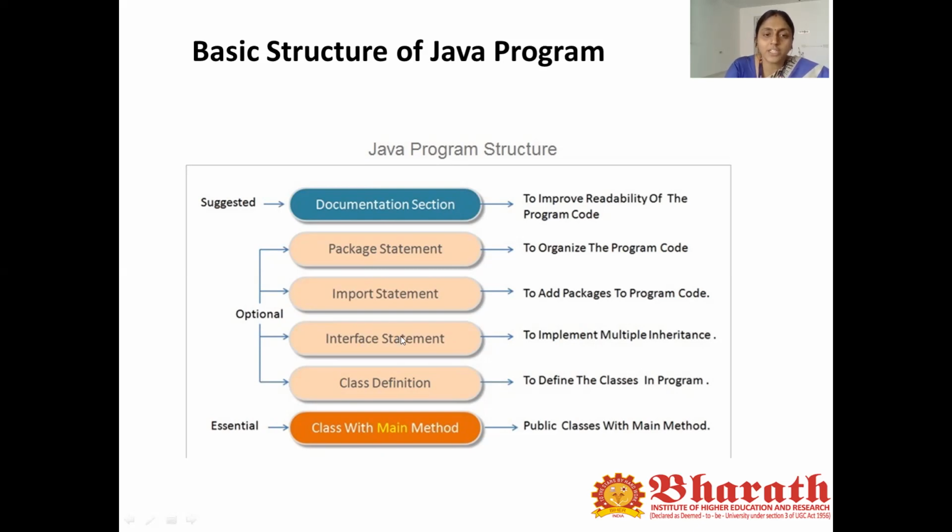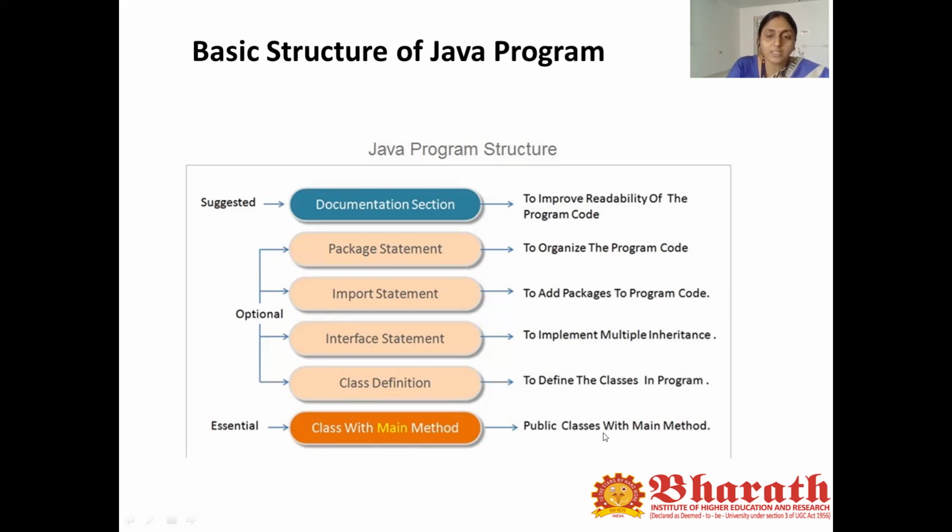And the next section is the interface statement. Interfaces are used to implement the multiple inheritance concept in Java. So multiple inheritance is achieved using the interface concept in Java. And the next section will be the class definition section, which is used to define the classes in the program. And at last, the class with the main method.